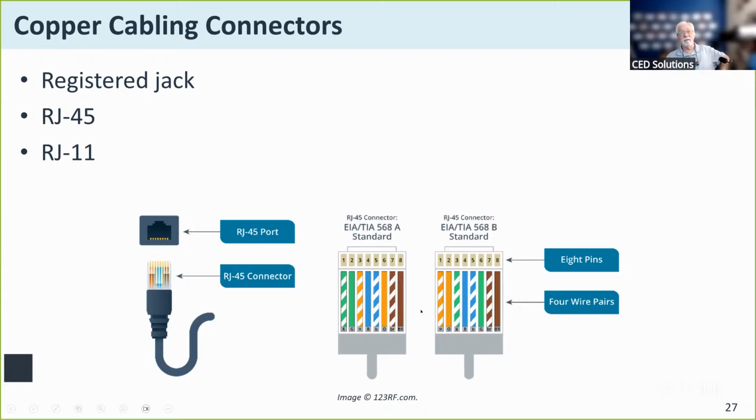Now, there's a third version of it referred to as a rollover or a console management cable. I do one end with the 568A standard. And on the other end, you just roll over all the wires. 1 goes to 8, 2 goes to 7, 3 goes to 6, 4 goes to 5. Just roll those wires over.